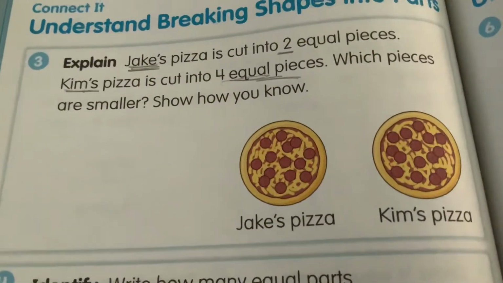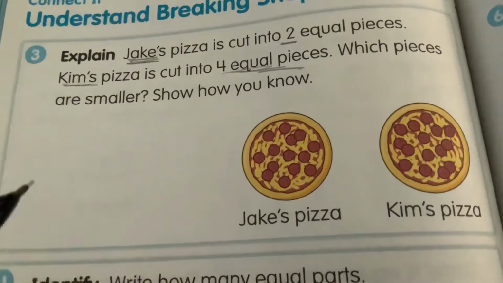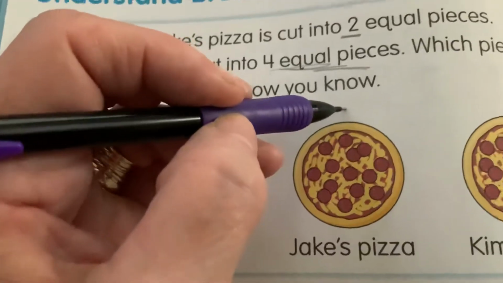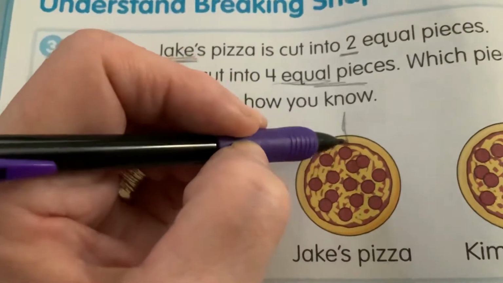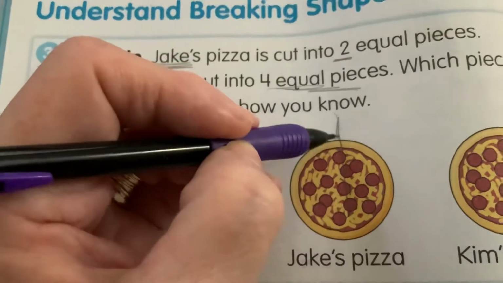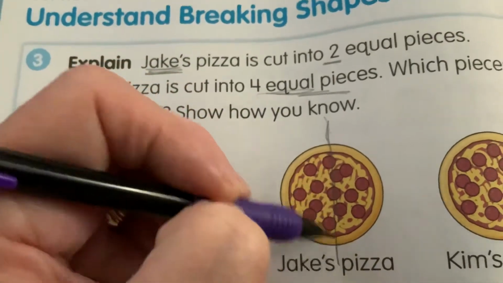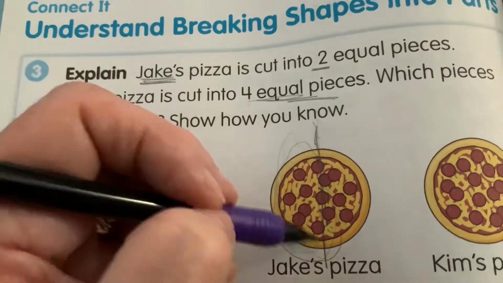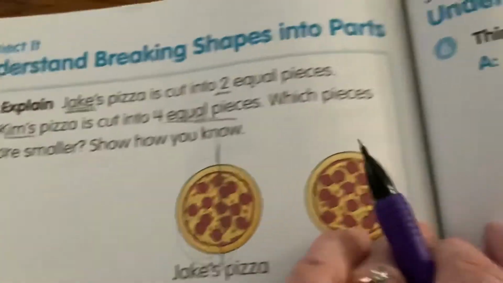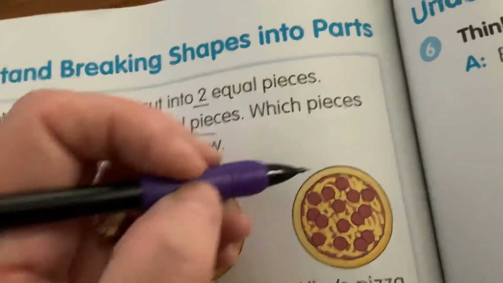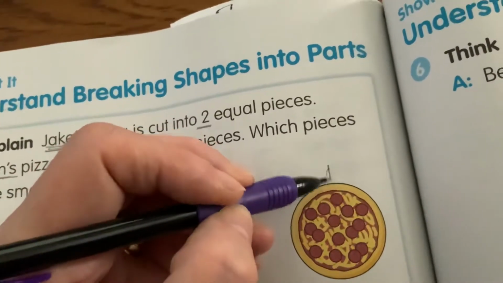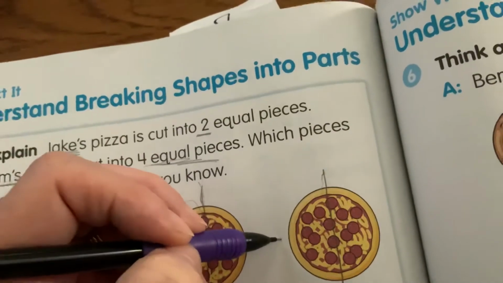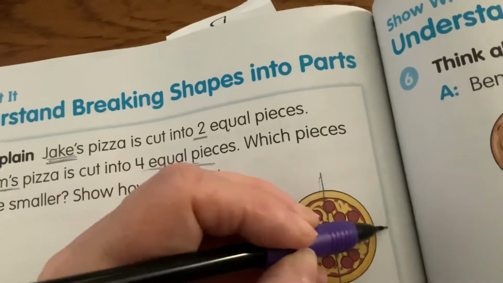Okay, so let's look at Jake's. If we're going to cut Jake's pizza into 2 equal pieces, boy, I'm mixing that up badly. Okay, so we're going to cut it into 2 pieces. If I can get it line going straight. Okay, look at the size of his piece. Okay, now Kim is cutting hers into 4. So let's look at Kim's. There are 2 pieces. Remember, we have to cut through the middle on circles.